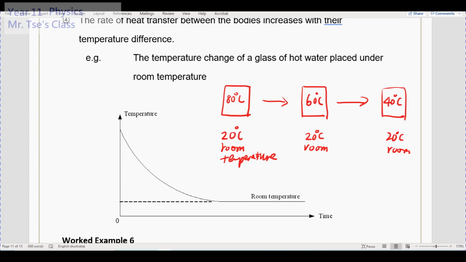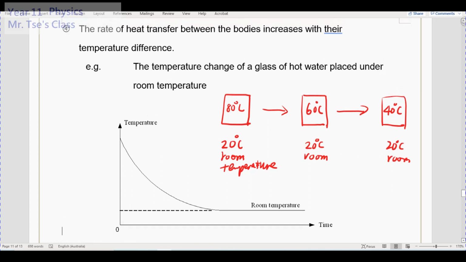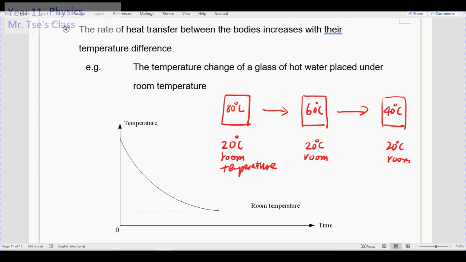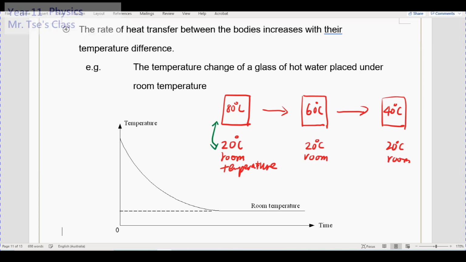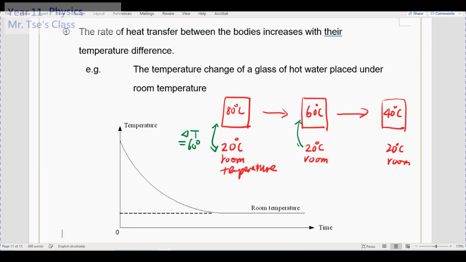The answer is no, because of the statement right here, the scientific fact: the rate of heat transfer increases with the temperature difference. So the greater the temperature difference, the faster the heat flow. Let's compare the temperature difference between these. We use delta T for temperature difference. The temperature difference here is 60 degrees, here it is only 40 degrees, and here it is just 20 degrees. The greater the temperature difference, the faster the heat flow.